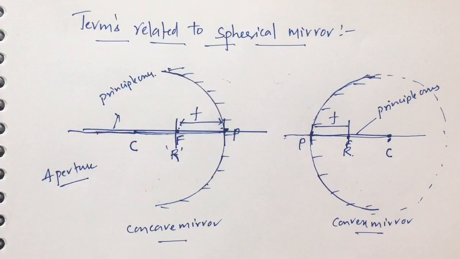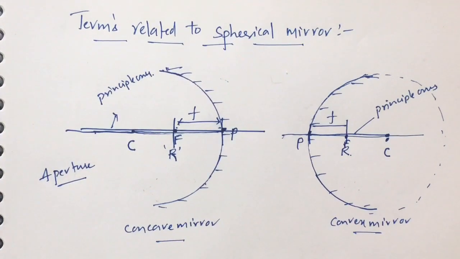So this was the class related to our spherical mirrors, children. In the next class we will study the formation of images by spherical mirrors.